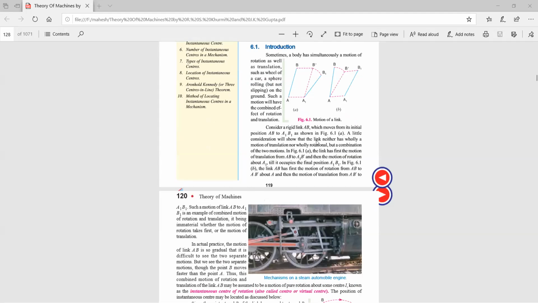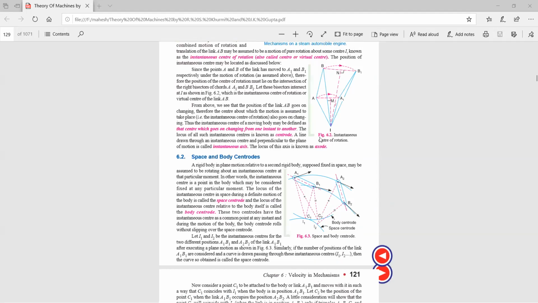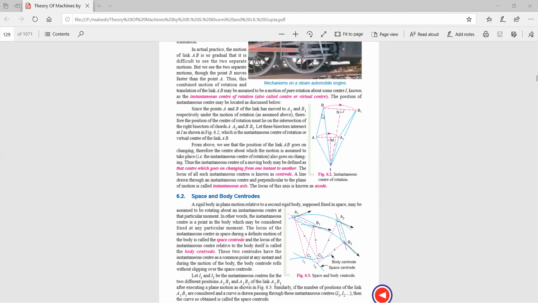Okay, next we can see here I have considered the AB link. This AB link will be moving ahead like this and getting a new position, that is A1 and B1. Now I'm considering this as a pure rotation. You can see graphically the pink color arrow; I will consider this a pure rotation.